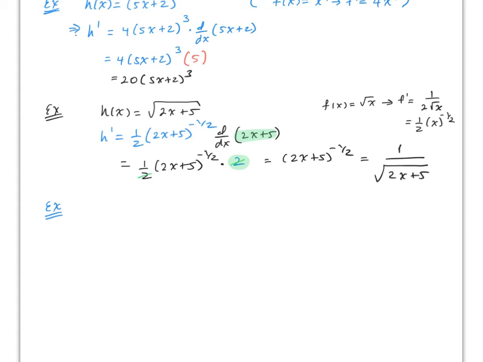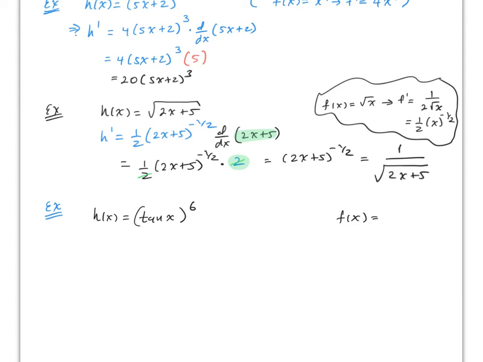So let's say we have h of x is equal to tangent x to the 6th power. Here the function f of x will be x to the 6th, and remember, the derivative of this is 6x to the 5th. So therefore h prime is going to be 6, whatever is the function g. In this case, g of x is equal to tangent x, times the derivative with respect to x of tangent.